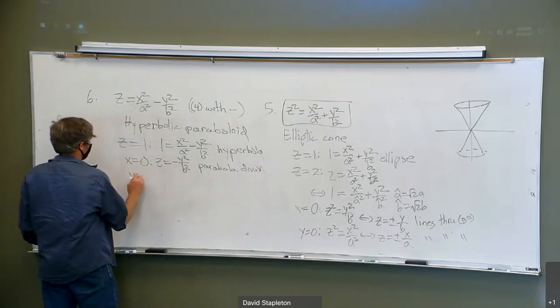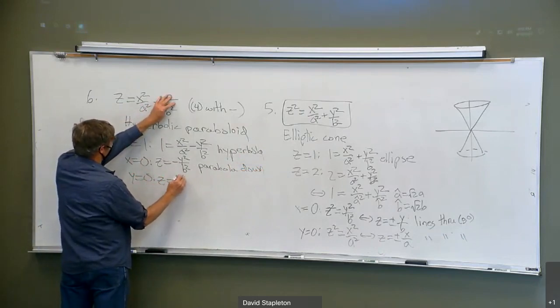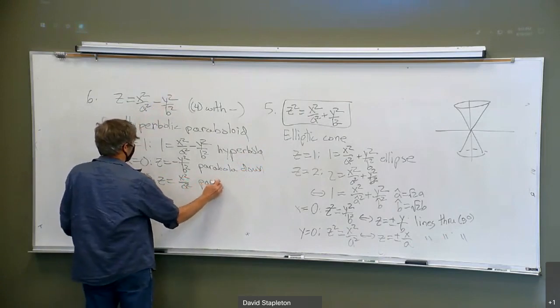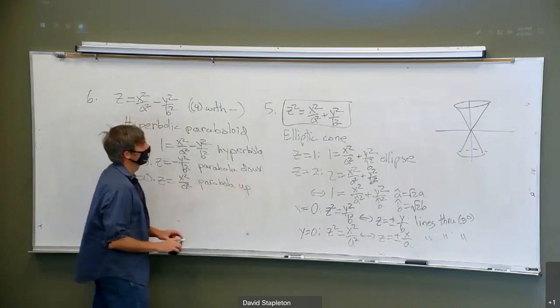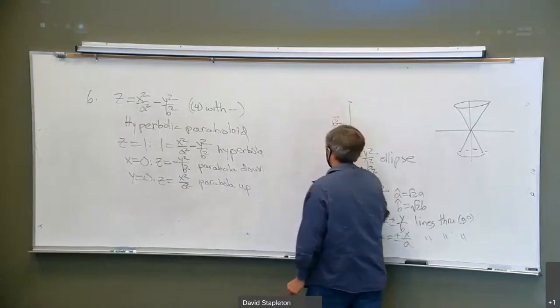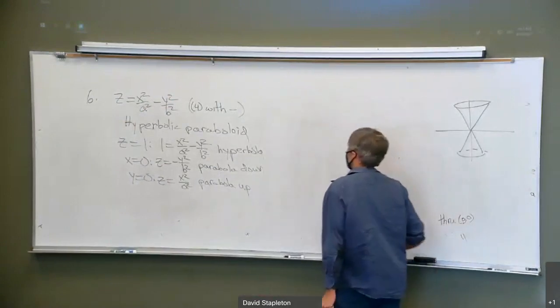But if I put y equals 0, I get z equals x squared over a squared, a parabola up. How am I going to draw this thing? This is how it draws as a saddle, where you sit down on the origin. Looks like this.